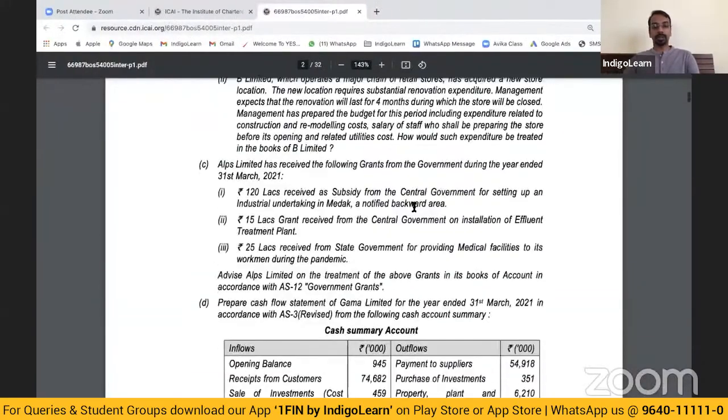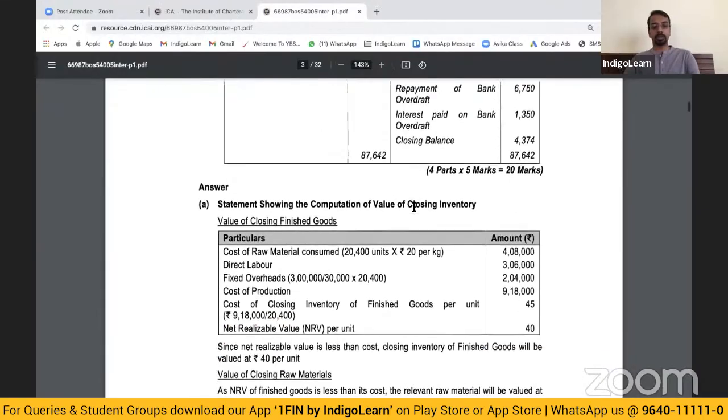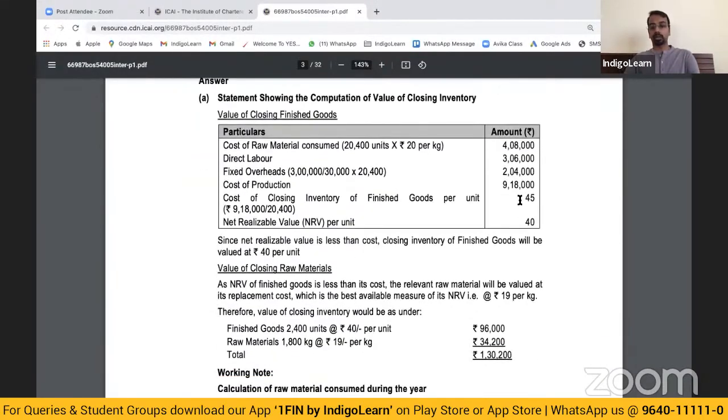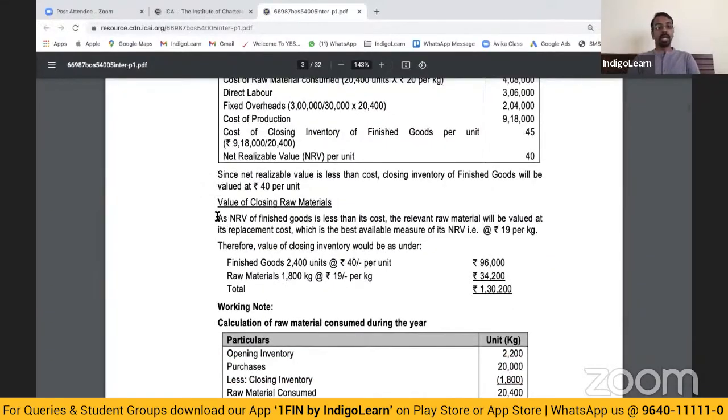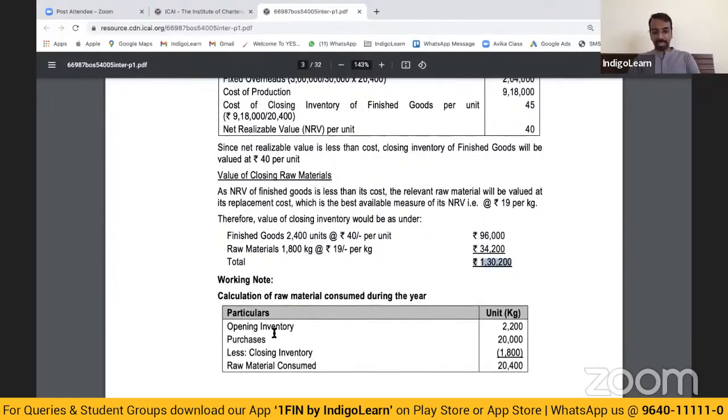Okay, so let's see how it's been presented in the solution. Cost 45, right? They have done it using aggregate and then divided it by number of units. You can present it in tabular format also, no problem. Since the net realizable value is less than cost, closing inventory will be valued at 40. Then value of closing raw materials: as NRV of finished goods is less than its cost, the relevant raw material will be valued at its replacement cost, which is 19, and the closing inventory is 130. They have done this reconciliation. You can also do it in the examination.